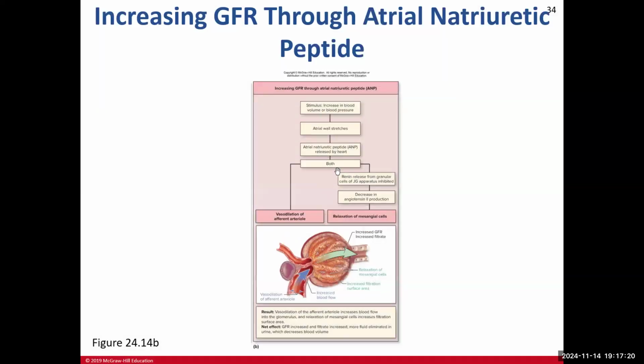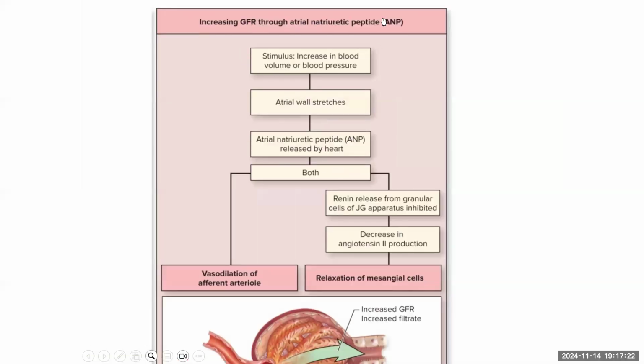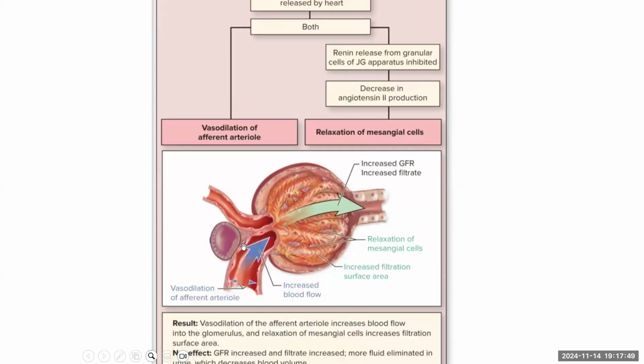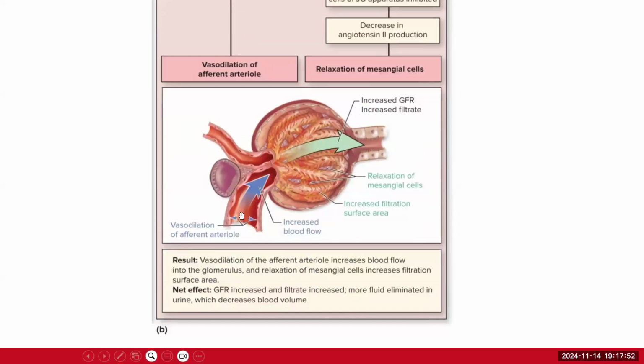So here, now we're going to see an increase in the glomerular filtration rate with our other hormone called ANP, Atrial Natriuretic Peptide. Here's what sets up the release of atrial natriuretic peptide: an increase in blood volume, which means you have an increase in blood pressure, right? So your blood pressure is increased because you have a larger blood volume. And so ANP is going to cause vasodilation of the afferent arteriole. Look at that thing, it's huge. So more blood can flow into the glomerulus.